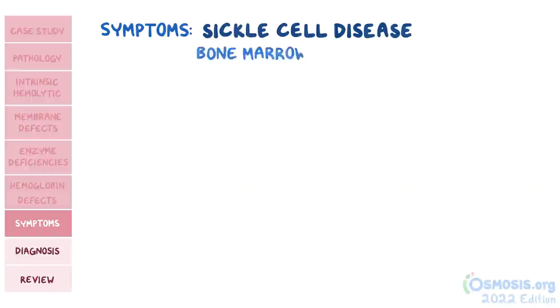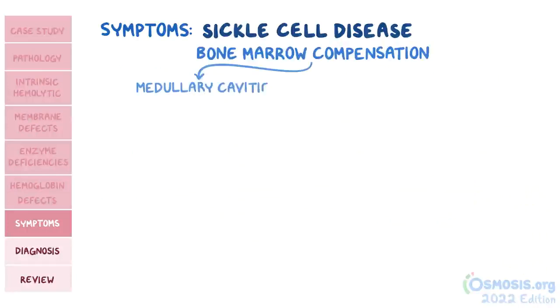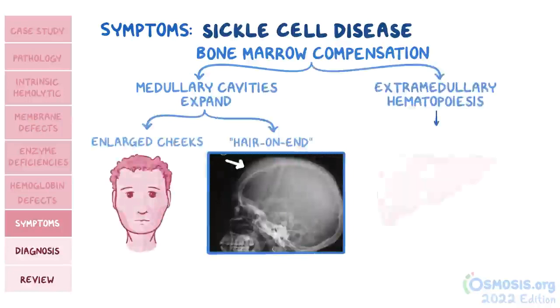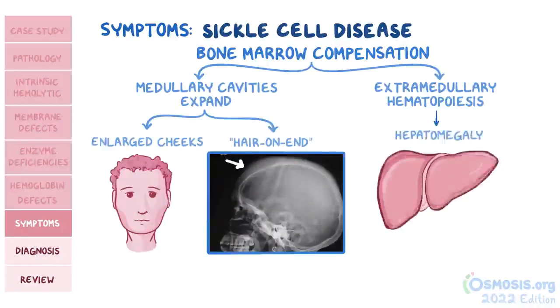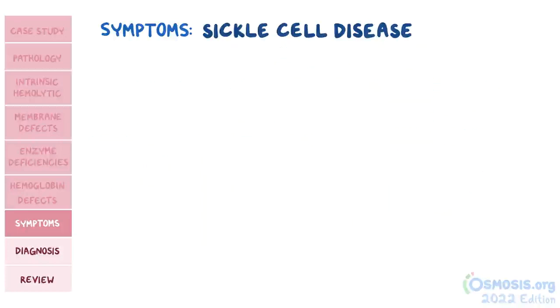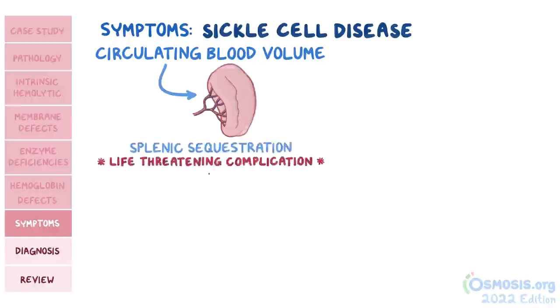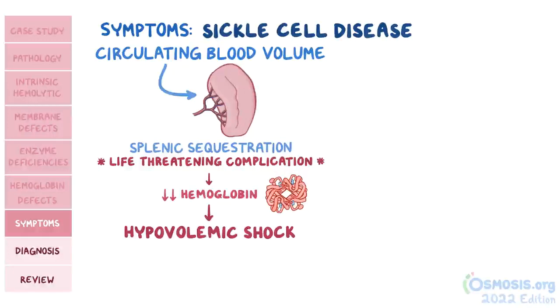Okay, now bone marrow compensation causes the medullary cavities of the skull to expand, which causes enlarged cheeks and a hair-on-end appearance on X-ray, while extramedullary hematopoiesis presents with hepatomegaly. Additionally, a large portion of circulating blood volume can get trapped in the spleen, causing it to massively enlarge, which is known as splenic sequestration, and it's a life-threatening complication. There's usually a rapid drop in hemoglobin, leading to hypovolemic shock over a few hours.